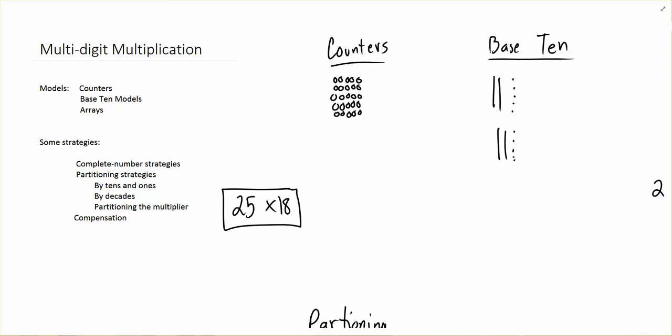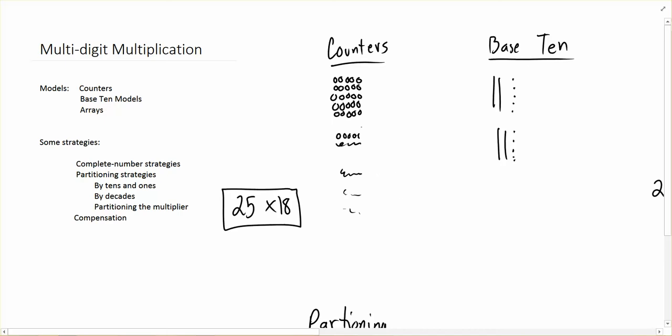So first, the models. If you were doing a problem like 25 times 18 with students, you could use counters. How would this look? Well, 25 times 18 means one way we can think about it is 18 groups of 25 each. So we could lay out 25 counters, and then lay out 25 more counters, and then lay out 25 more counters, and then do that 18 times. Push them all in a big pile, a really big pile, and count them all up.